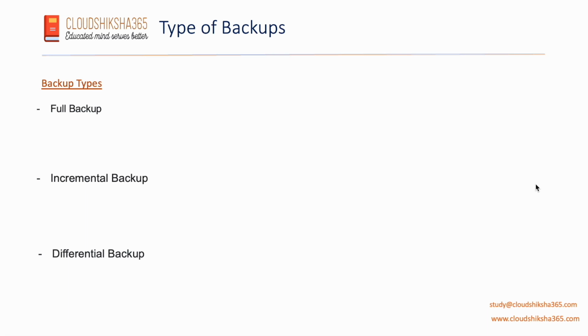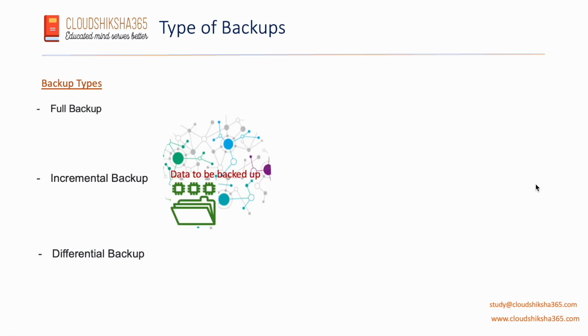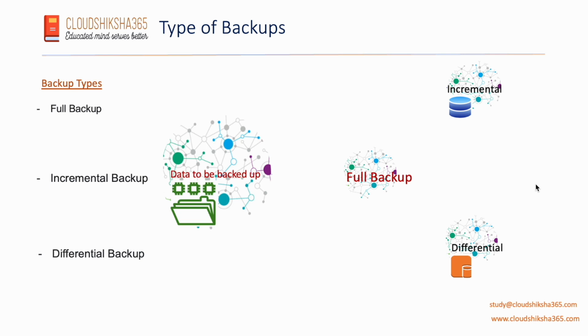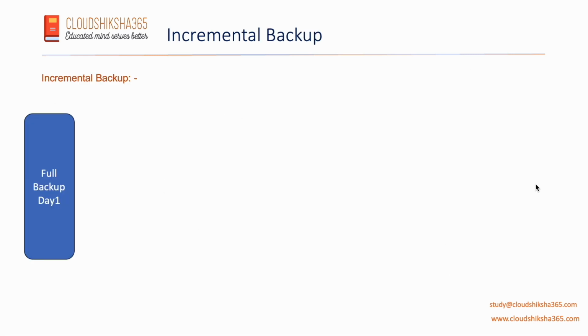Let's discuss it. Let's say we have data that has to be backed up. Either we can create a full backup copy of this data, or we can create a full backup with incremental backups or with differential backups. So that means with full backup, we have two sets of backup types: incremental and differential. Let's discuss these two one after another.